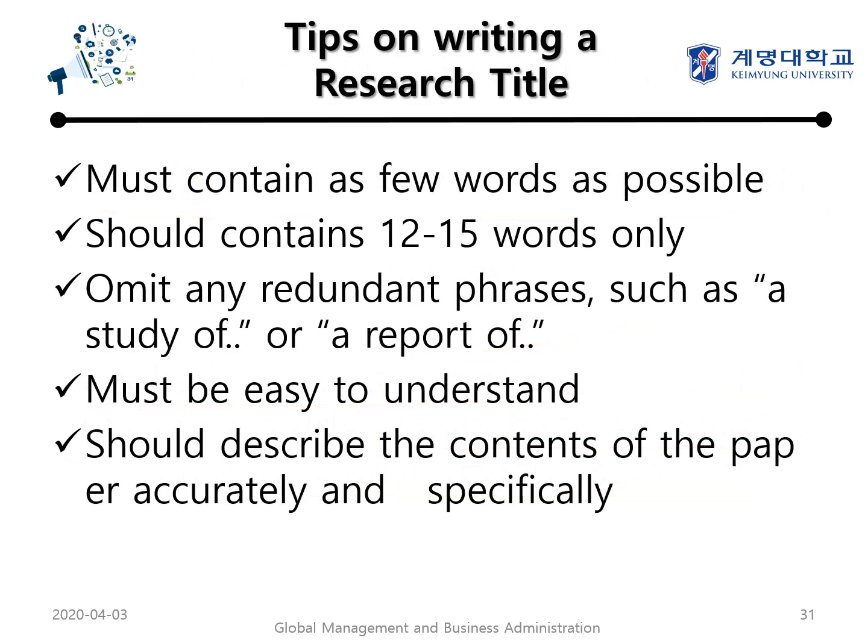Now, let's move on to the tips on writing a research title. Your title must contain as few words as possible. 12 to 15 words is enough. That is the average number of words in a research title. Also, you may omit the words "study of" and "a report of", because it is already implied and understandable that you are writing a research study. So you don't have to use these words, to minimize the usage of words and shorten your title. Also, it must be easy to understand, and your title should describe the contents of the paper accurately and specifically.